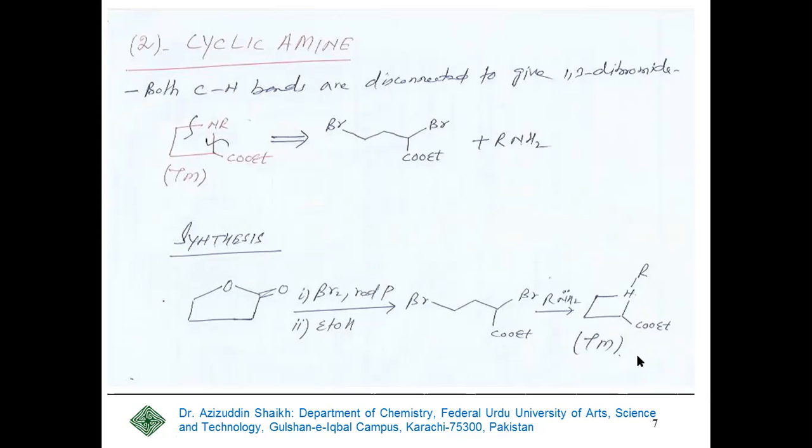This nitrogen as a nucleophile attacks this carbon, which has a good leaving group. And then after that the nitrogen attacks this carbon, which also has a good leaving group. So two bromines are replaced, and the nitrogen attacks two carbons.